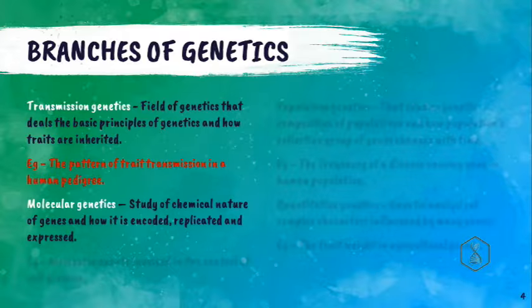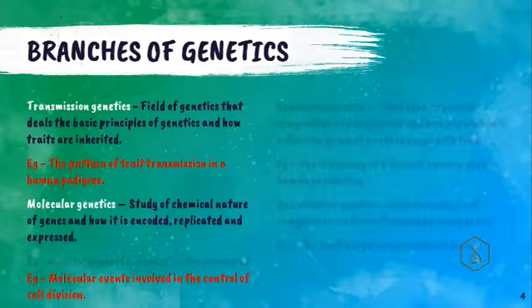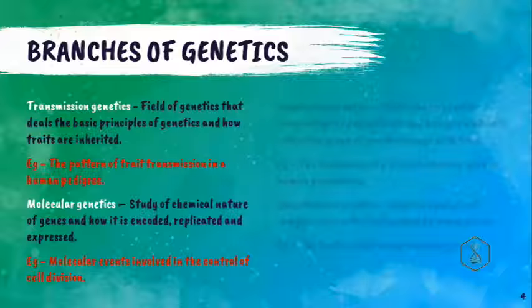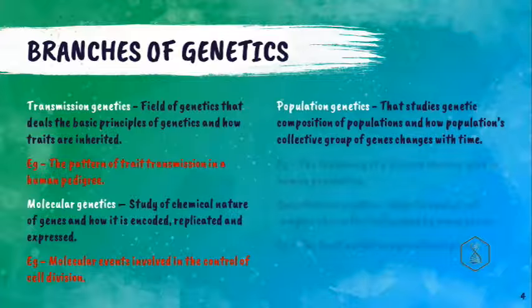Next is the molecular genetics. This branch of genetics deals with the chemical nature of genes and how it is encoded, replicated, and expressed. In molecular genetics, we study about chemical nature of gene, which means the nucleotide sequence of the DNA, and how it is encoded, how it is replicated, and how it is expressed by the process called transcription and translation. Example for this branch is the molecular events involved in the control of cell division.